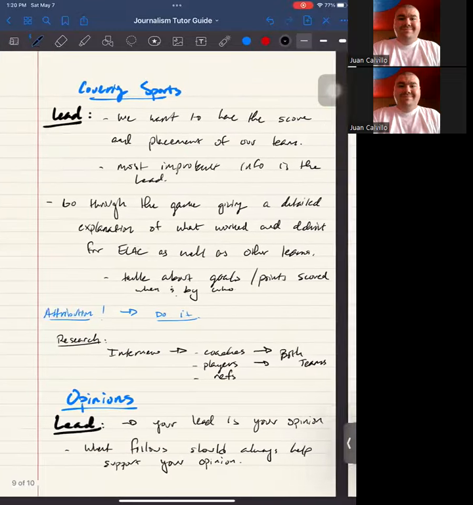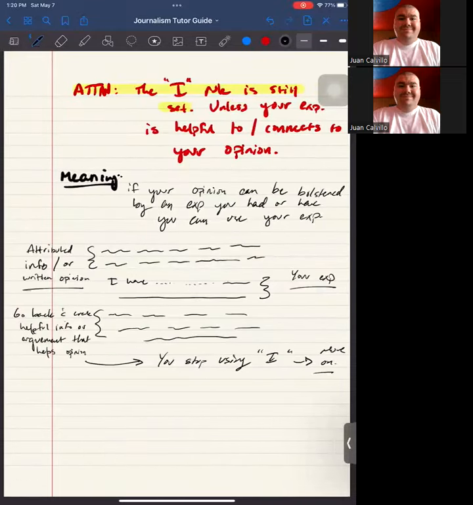Okay, we talked about the lead. So let's talk a little bit about the details and stuff, okay? So we need to, which is the research.